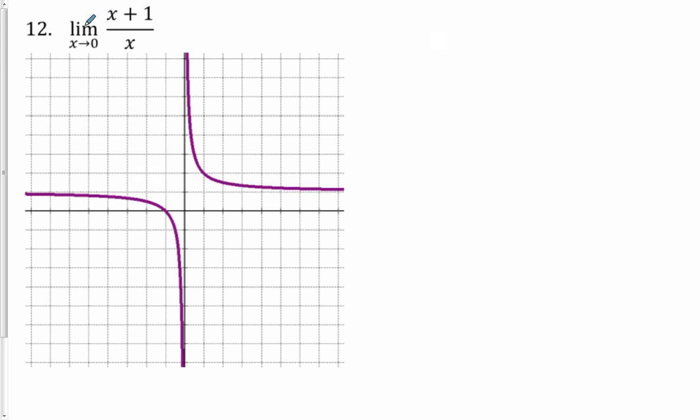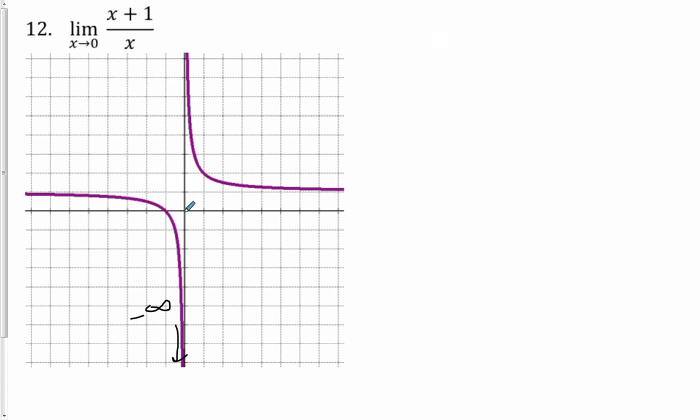Next, we've got the limit as x goes to 0 of x plus 1 over x. Now, in this case, right, we're approaching 0, right? So from the left side, the graph is going straight down. It looks like it'd be like minus infinity. Now, that's not a value, right? That's a concept. So minus infinity.